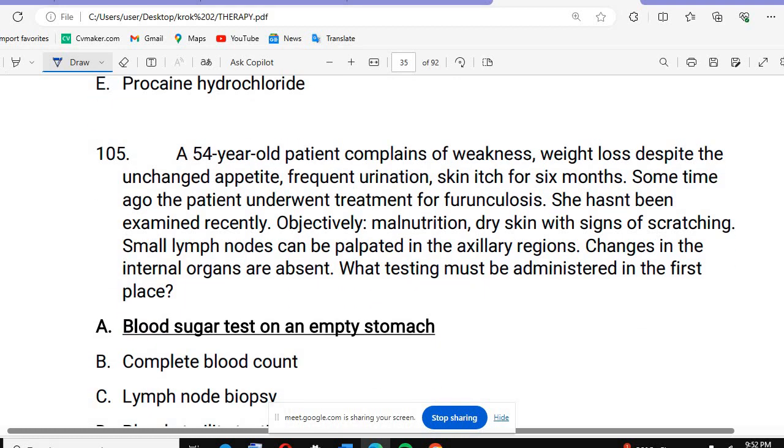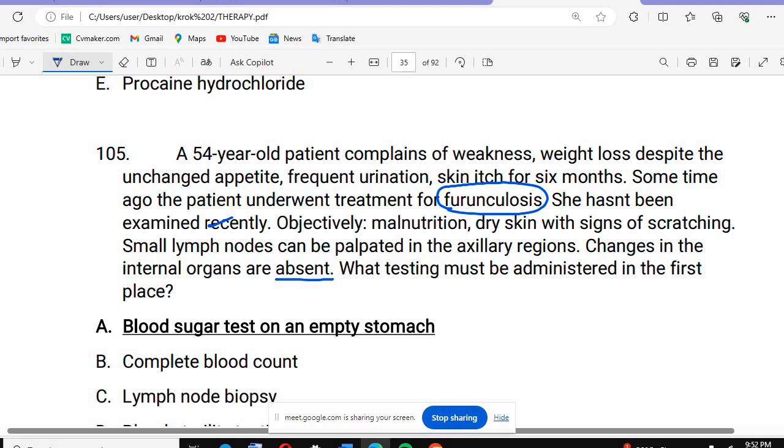Okay, the next question: a 54-year-old patient complains of weakness, weight loss despite unchanged appetite, frequent urination, and skin itch for 6 months. Sometime ago the patient underwent treatment for furunculosis. She has not been examined recently. Objectively: malnutrition, dry skin, signs of scratching. Small lymph nodes can be palpated in the axillary region. Changes in the internal organs are absent. What testing must be administered in the first place?